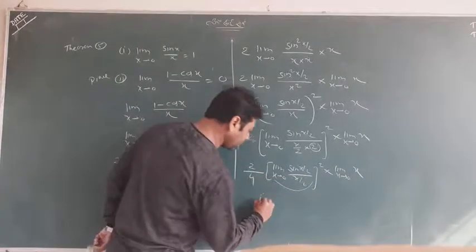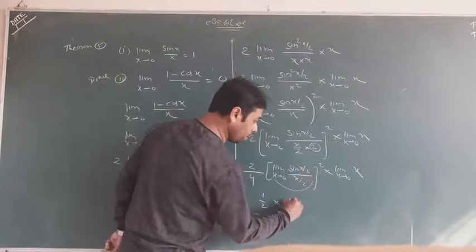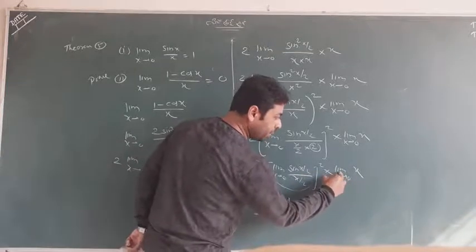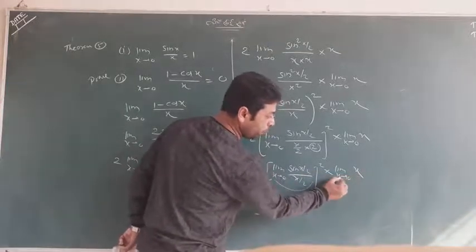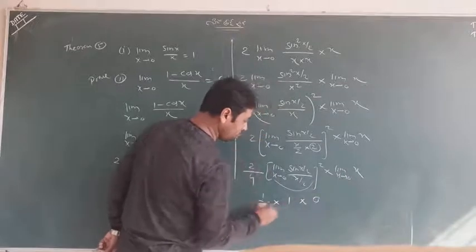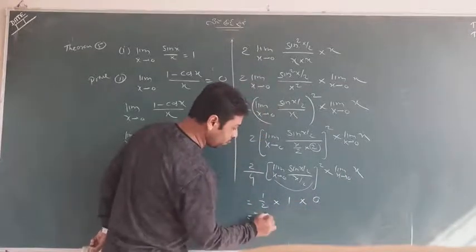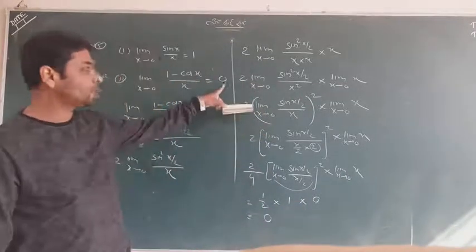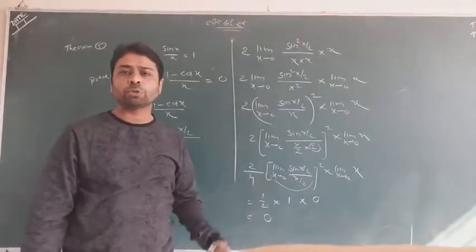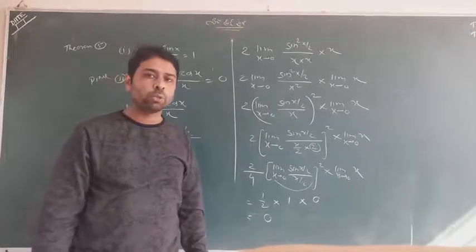This is 1 by 2. This is 1 square meaning 1, and this is limit x tends to 0 of 0. When you put x tends to 0 here, it will be 0. So the whole answer is 1 by 2 into 0, which is equal to 0. This is the right hand side. This is actually a very good concept and question also. So please follow this and do the practice.